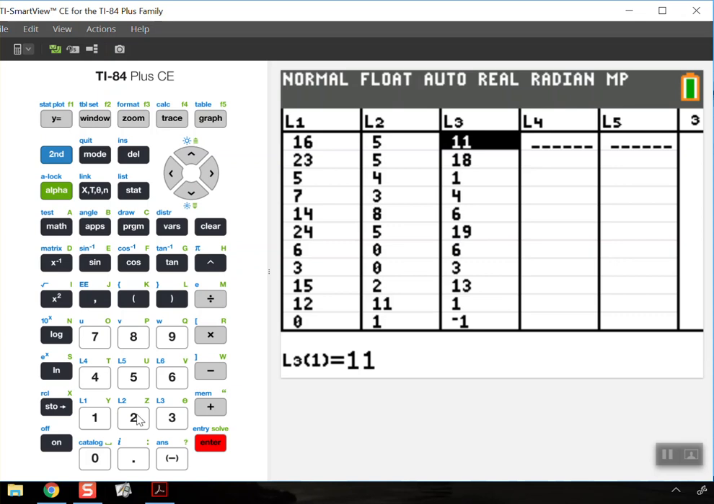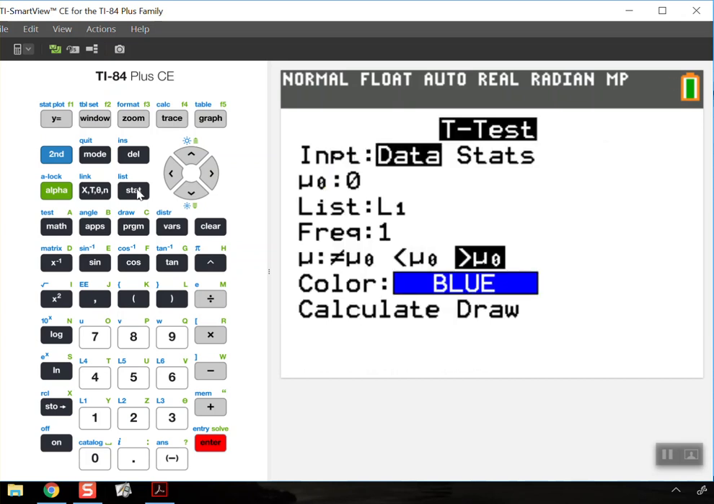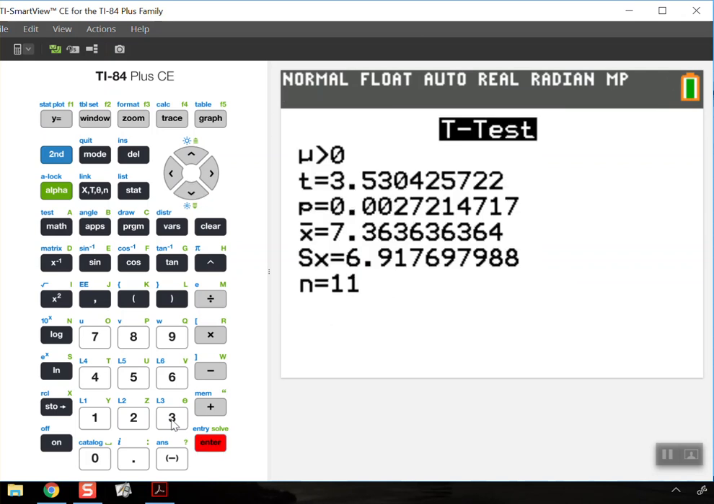Now I'm going to do a t-test on L3. So if I go to stat, test, t-test, I'm using the data. My null hypothesis was that the mean equals 0. The data I want to use is L3. That's the difference. And my alternative hypothesis was greater than. So I'm going to leave that and go to calculate. Now, this gives me my t statistic and my p-value. Let's see how this compares to what's on the slide, doing it using the formulas.